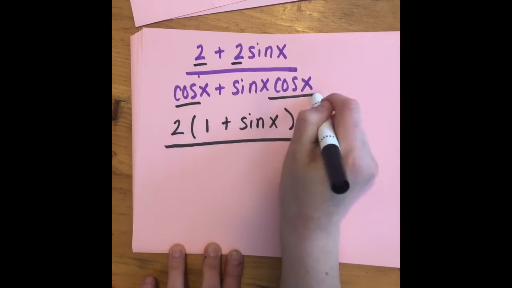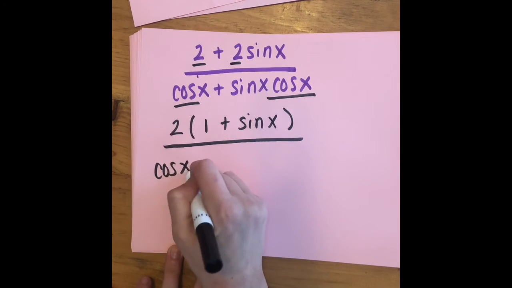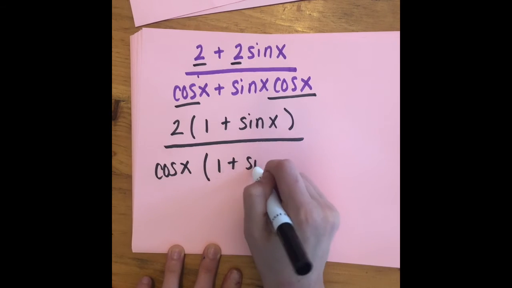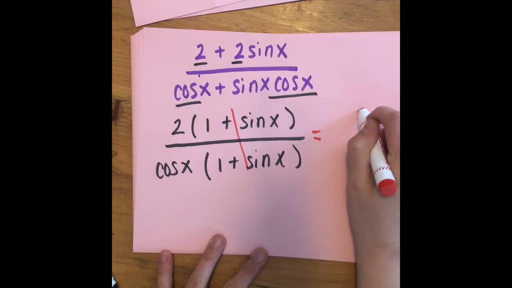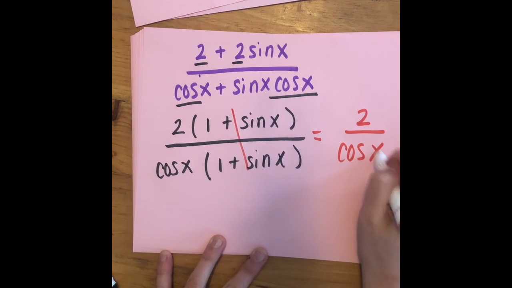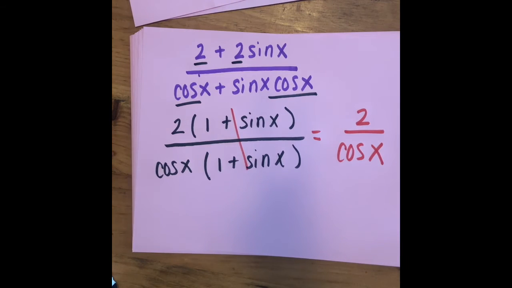I can factor out the cosine x, and I get 1 plus sine x. They cancel, and this all equals 2 over cosine of x. So again, just like simplifying, there's only one more step, and the first step is to make sure you get common denominators so you can add or subtract. But once you do that, you're just, again, using those identities to simplify tangent and cotangent. Or excuse me, to simplify all the trig functions.